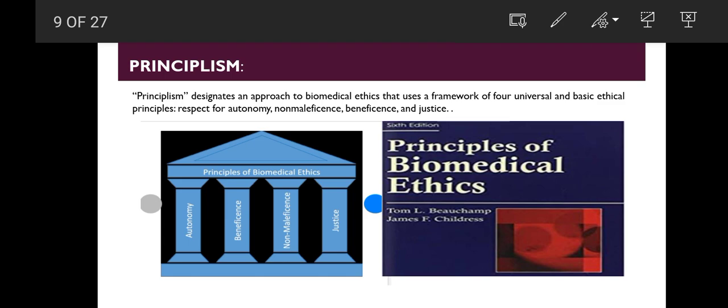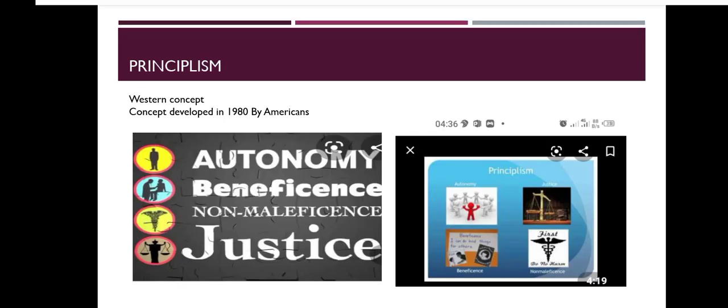Principlism was started in 1980 by American writers in the form of a book entitled Principles of Biomedical Ethics. Its first edition was written in 1980 by American writers, and now in 2021 its sixth edition is published. So principlism was understood in 1980. It's not a new term. Again, there are four pillars or four concepts included in principlism: autonomy, beneficence, non-maleficence, and justice.